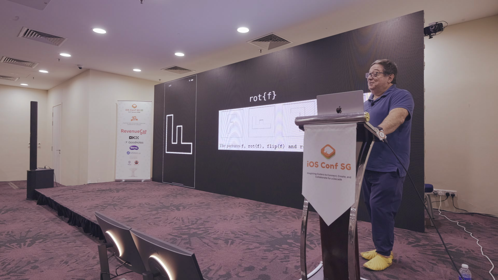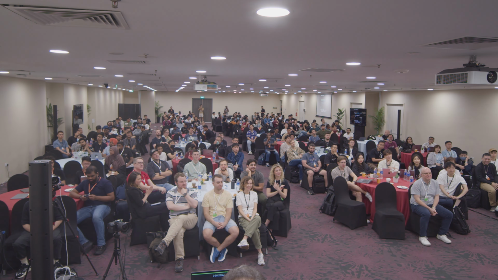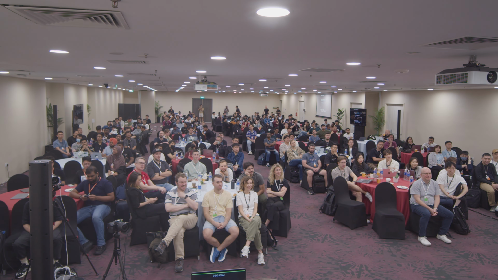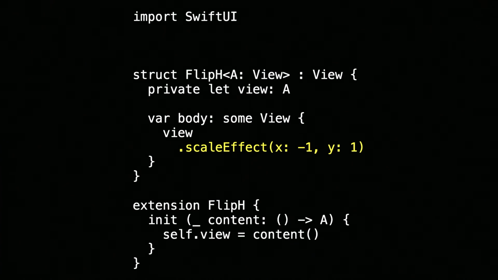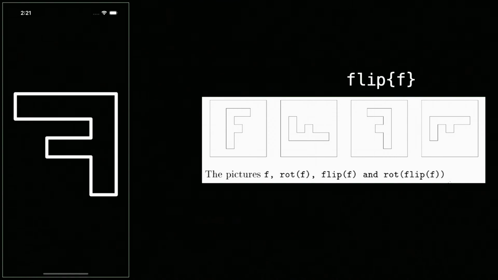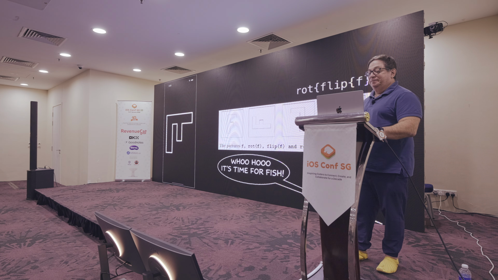There's more. I know, still no fish. The next thing is to flip in the horizontal direction. That looks exactly like rotate, except I'm scaling it, and scaling the x direction, -1, is what flips it in that direction. Another type alias, and now I can call it flip F. And oh my gosh, if you flip F and then you rotate it, woo, I got that for free. Nope, still no fish.